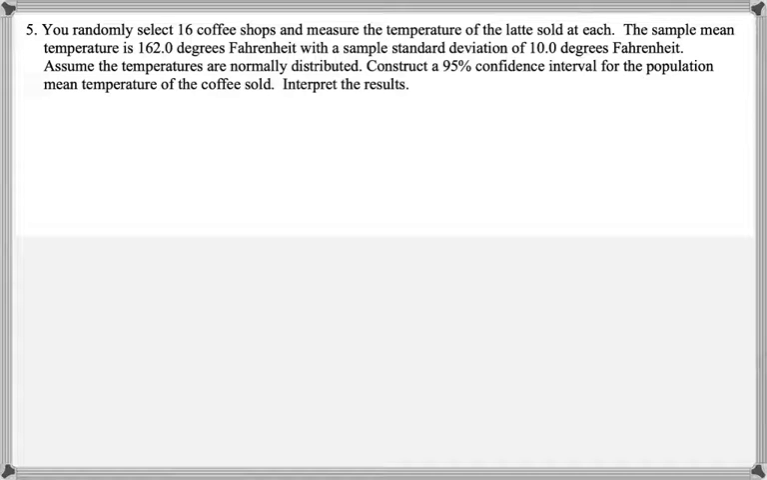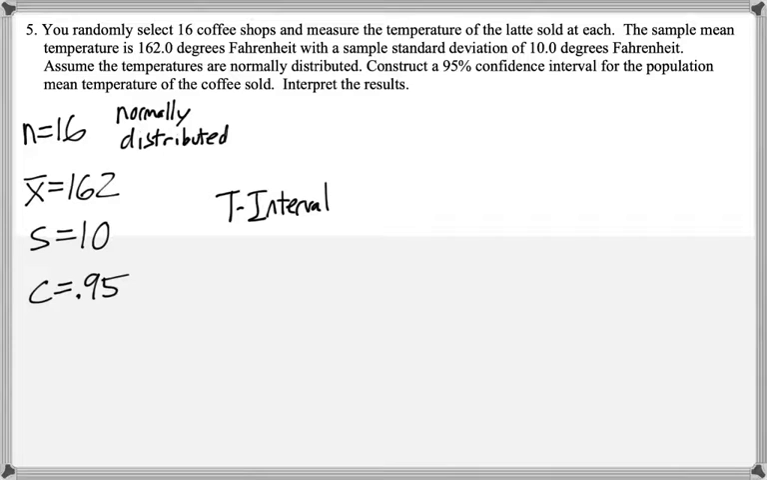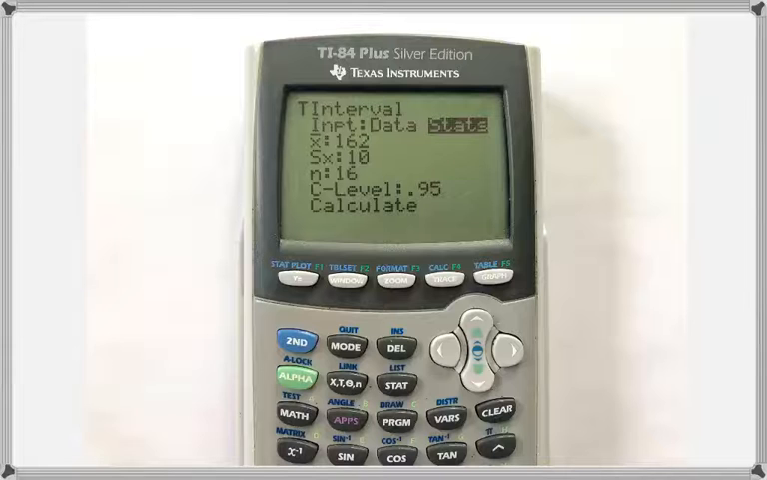Interpret the results. So our sample size is only 16. However, we know that it's normally distributed, so we're okay. X bar is 162, S is 10, and C is 0.95. So now let's use the t-interval on the calculator. So I'm going to type all of the information under the t-interval command on the calculator, and then press calculate.